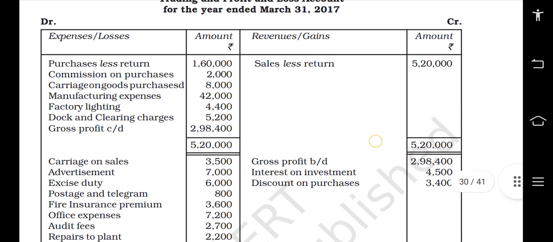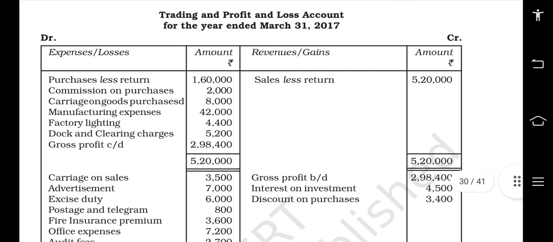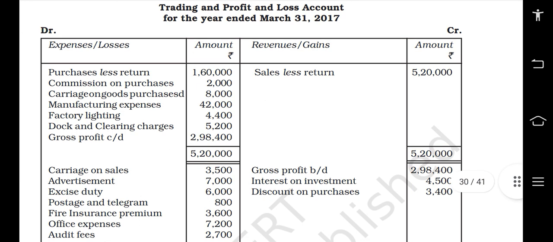Okay, then here you see the trading account. First part is the trading account: purchase less return, commission on purchase, carriage on goods purchased, and manufacturing expenses, factory lighting, dock charge, and sales return on the credit side. Then balance. After balancing, we get gross profit c/d 2,98,400, which is transferred to the profit and loss account as gross profit b/d 2,98,400.